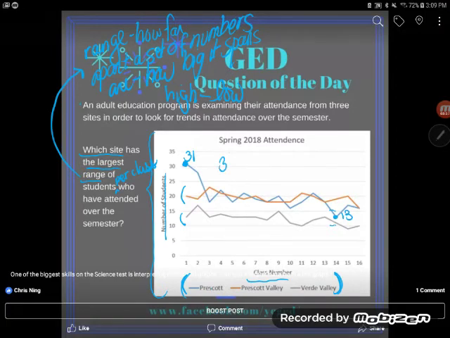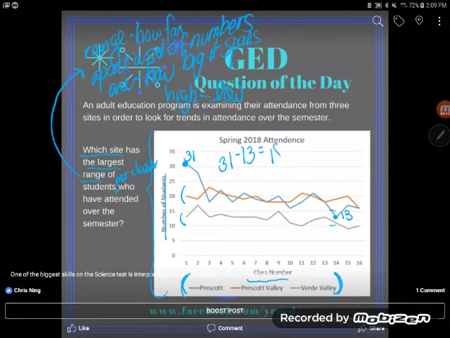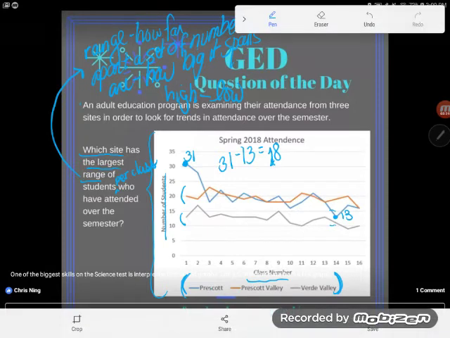So 31 minus 13 gives me a difference of 18. So 18 from the highest attended class to the lowest attended class, an 18-person difference. Okay, now let's examine the others. You probably don't have to do any more math if you're really nifty, but let's examine the others just to make sure that that one really is the one with the biggest range.